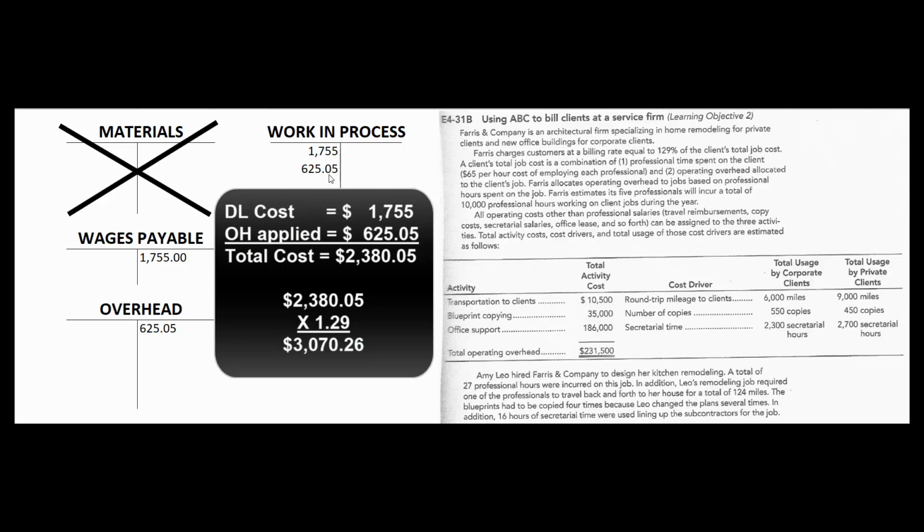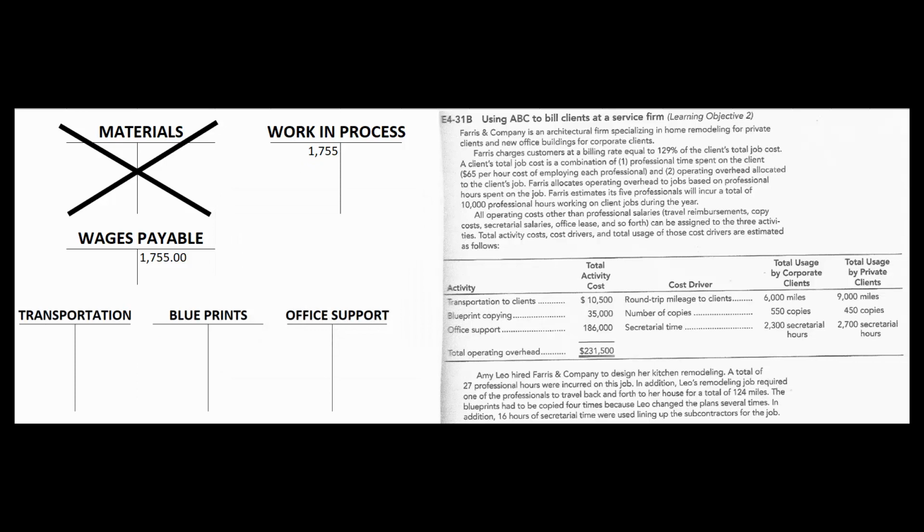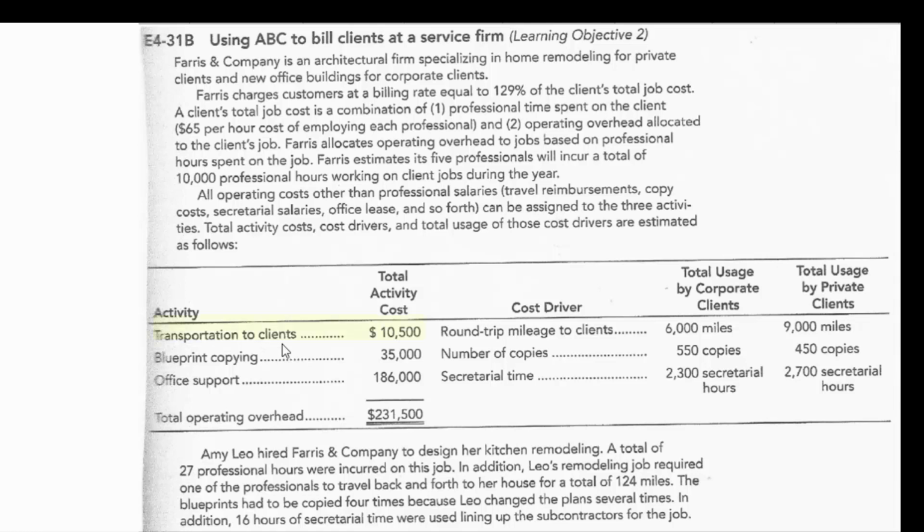Let's instead use activity-based costing to more accurately guess how much overhead should get applied to this job. If we're using activity-based costing, we'll go back and look at the components of our overhead and break it down into logical subsets. In this case, the company thinks that there's transportation to clients, blueprint copying, and office support that make good sense as far as subsets of our overhead account. And they think a good driver for the transportation is the round-trip mileage to the clients. The blueprint copying, the good driver is the number of copies, and office support is the secretarial time. It all makes good logical sense.